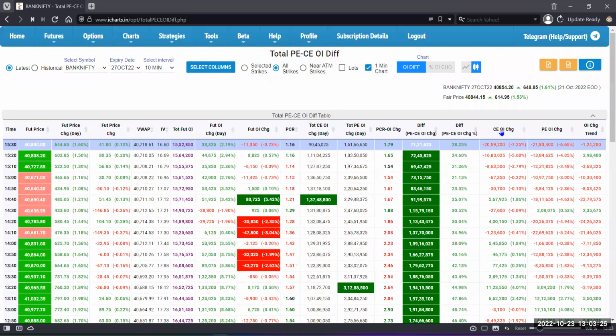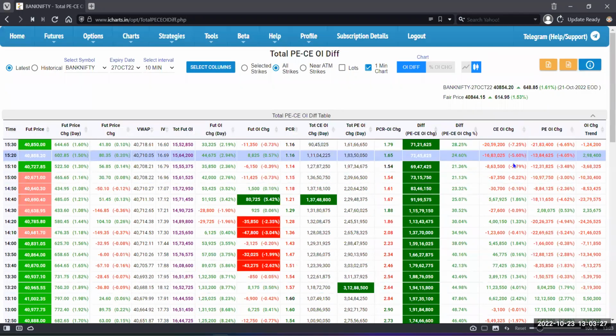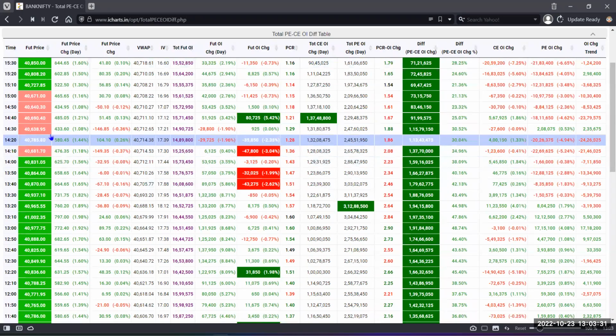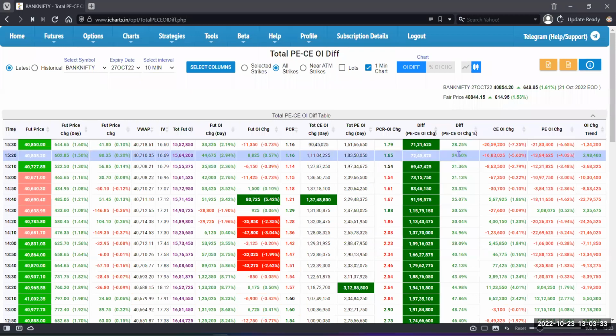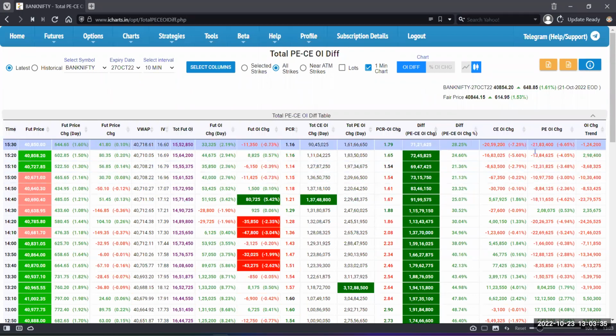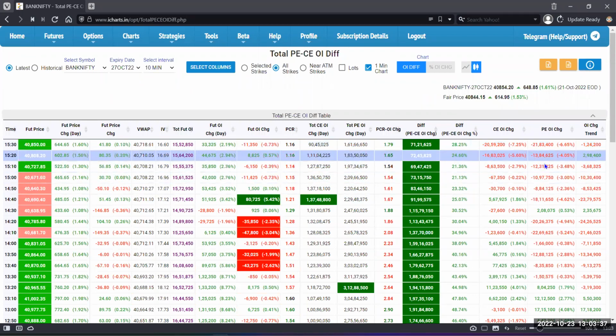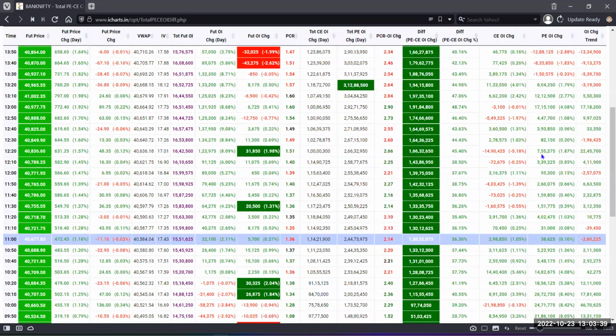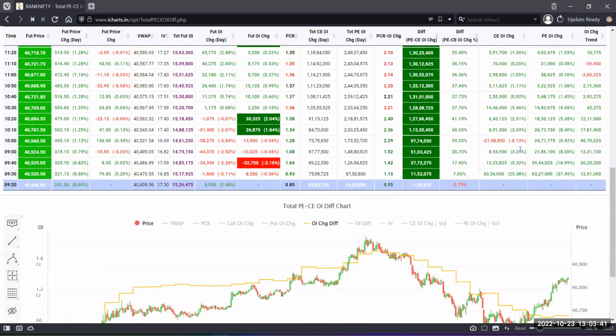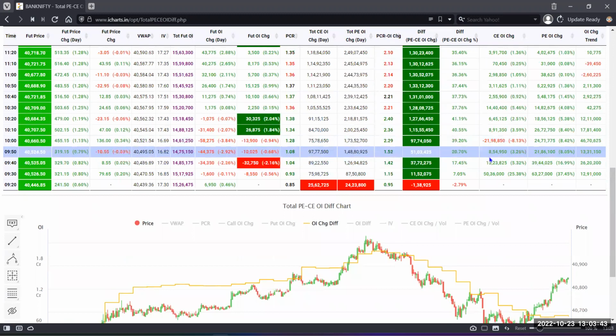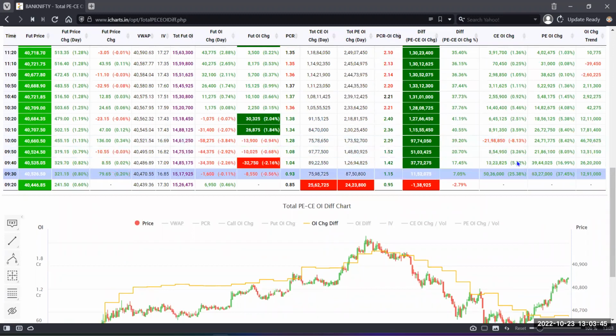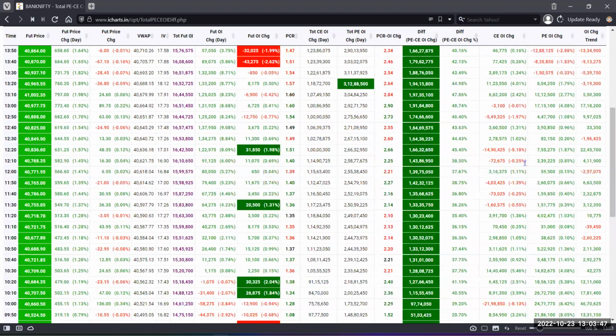The next thing to discuss is build up and unwinding over here. So this will give you, for whatever time interval you have selected, that time-interval-wise OI change. So every 10 minutes, what is happening? Initially, when the market opens, you'll see build up on both sides.